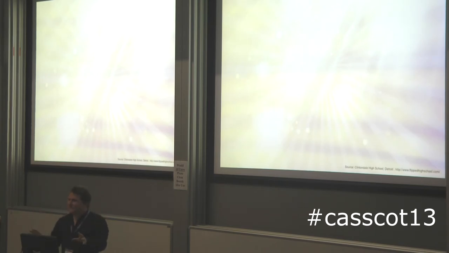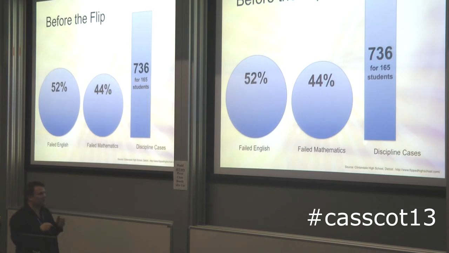It's nice to give you some statistics. The research on flipped model learning is emerging. There's some good research, there's some variable research. Like all research, you've got to take it with a pinch of salt sometimes. This is Clinton Vale High School in America. They decided to go whole scale into flipped learning.